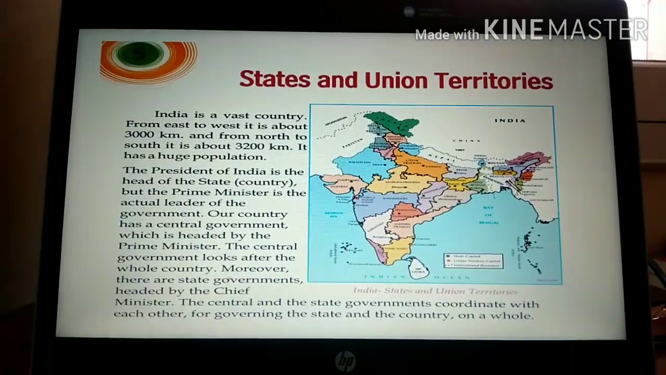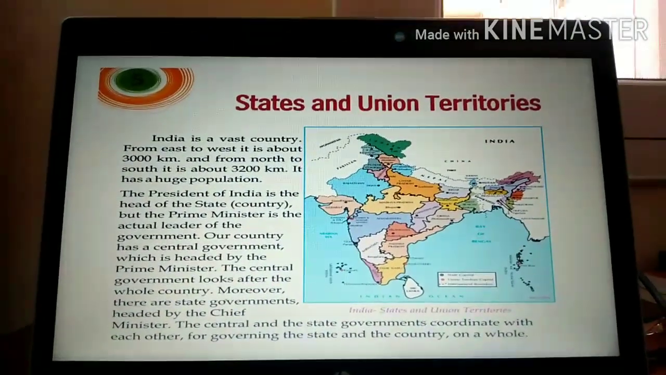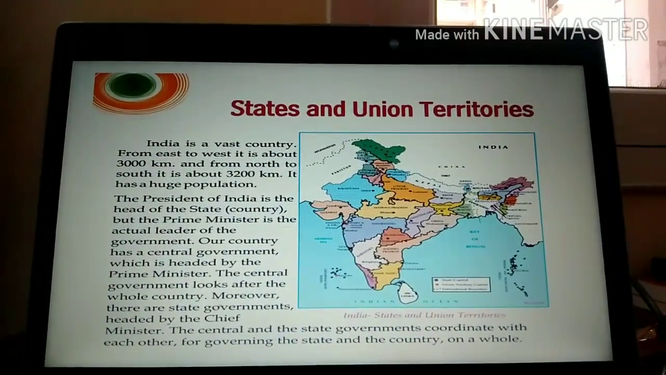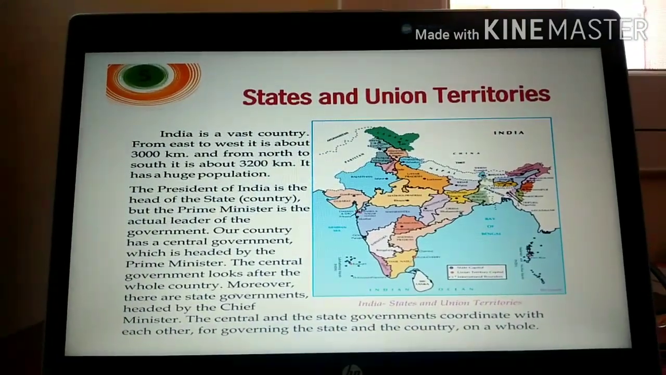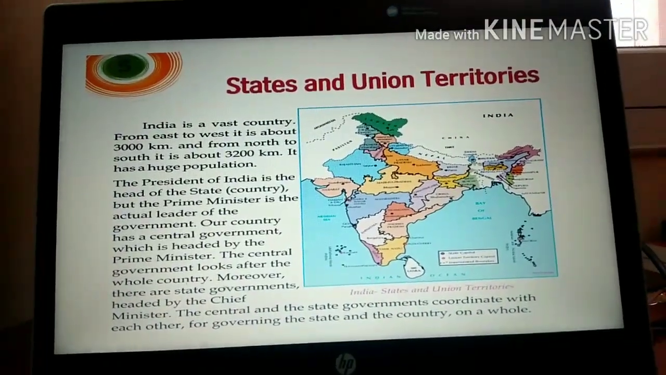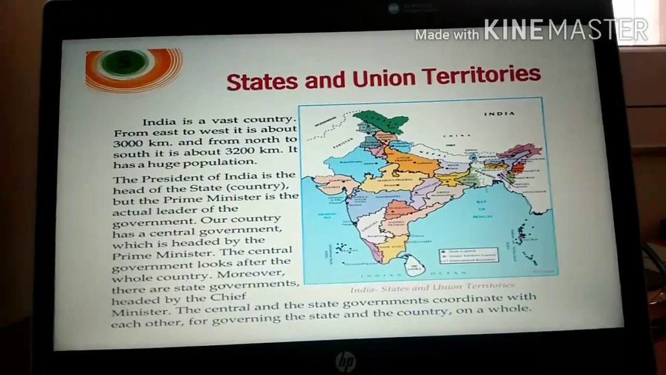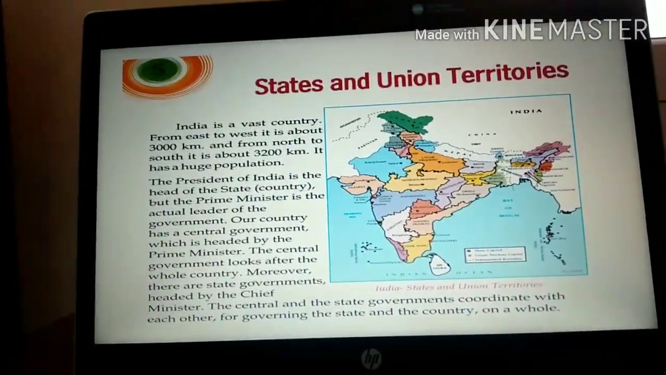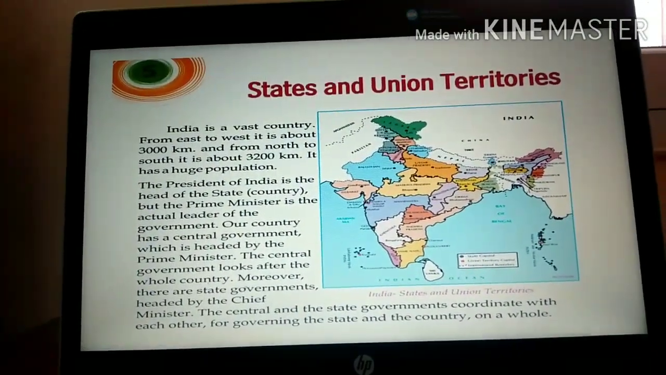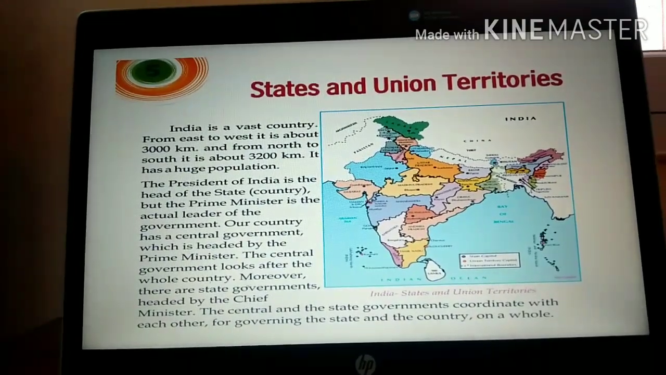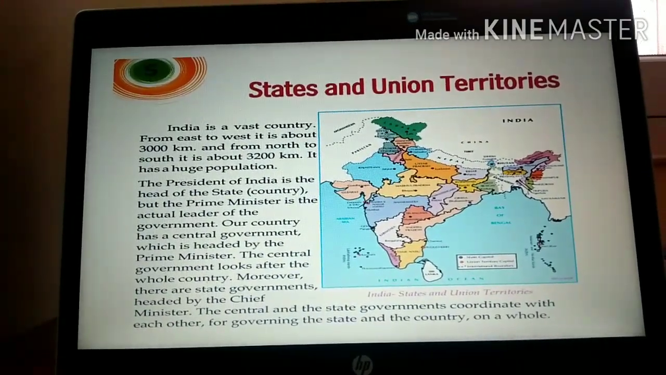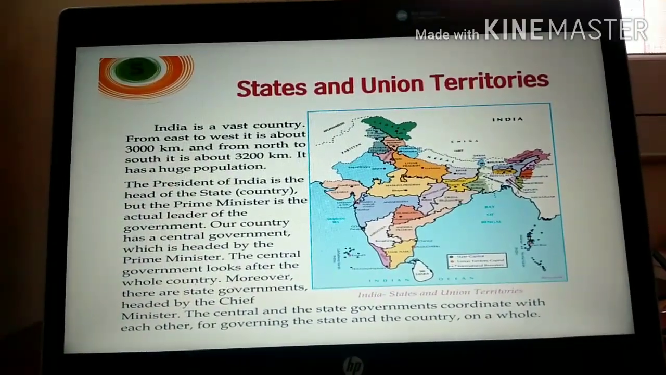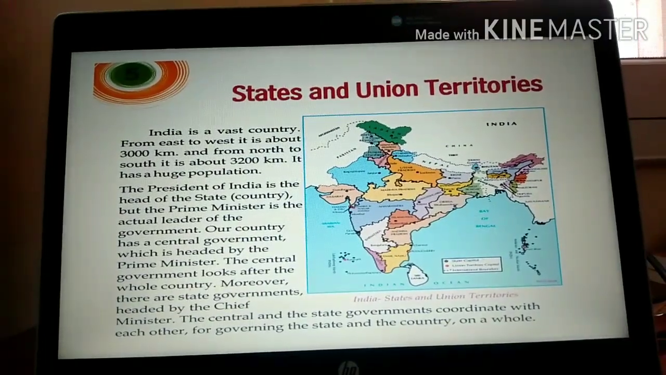India is a vast country. India is a big country. From east to west, it is about 3000 kilometers, and north to south, it is about 3200 kilometers. It has a huge population. The President of India. Who is the President of India? Yes, you all know. Mr. Ramnath Kovind. The President of India is the head of the state, head of the country, but the Prime Minister is the actual leader of the government. Who is the Prime Minister of India, children? Yes, Mr. Narendra Modi is the Prime Minister of India.